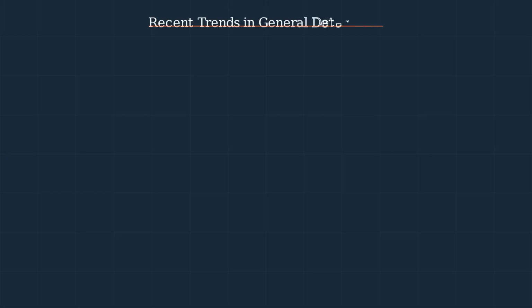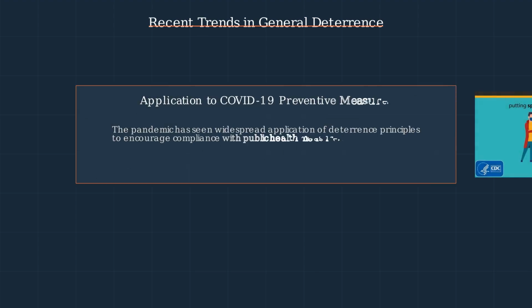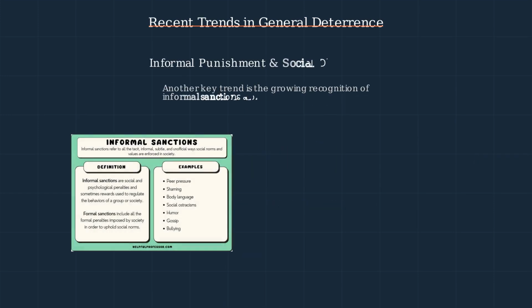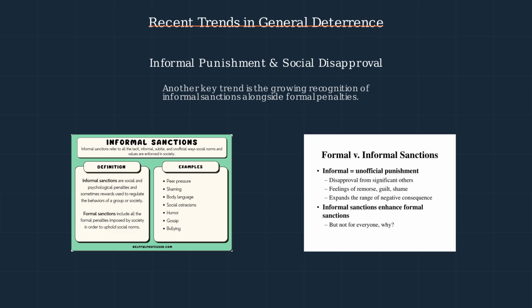General deterrence theory has seen several important developments in recent years. A major recent trend is the application of deterrence principles to encourage compliance with COVID-19 preventive measures. For example, many jurisdictions implemented face mask mandates with fines for non-compliance, using formal sanctions to deter risky behavior. Another key trend is the growing recognition of the role that informal sanctions play alongside formal penalties. Researchers now recognize that social disapproval and community pressure can sometimes be more effective than legal sanctions.